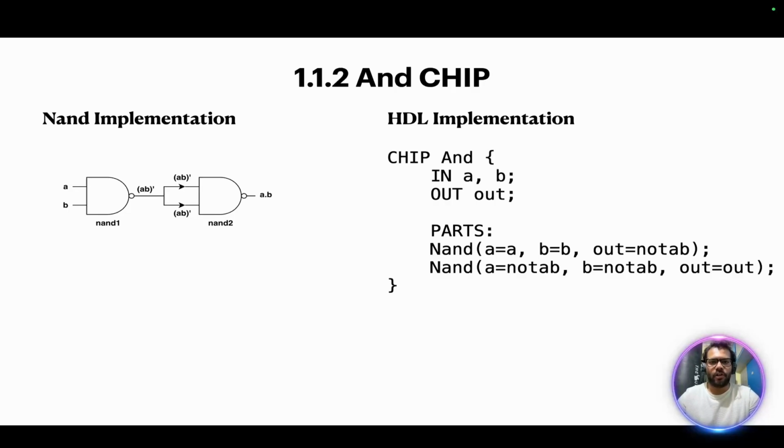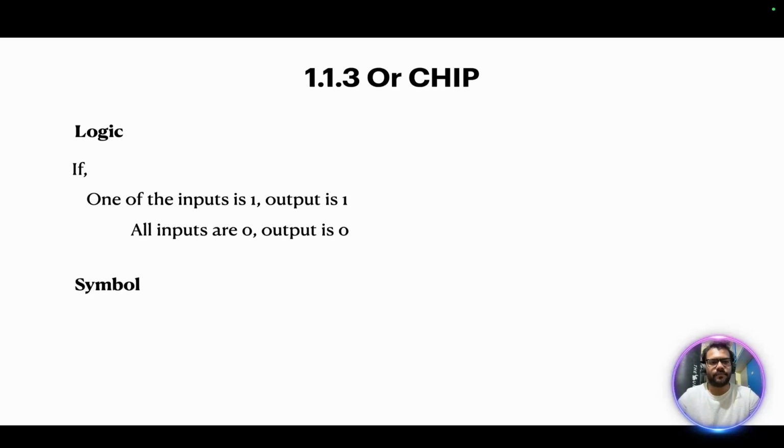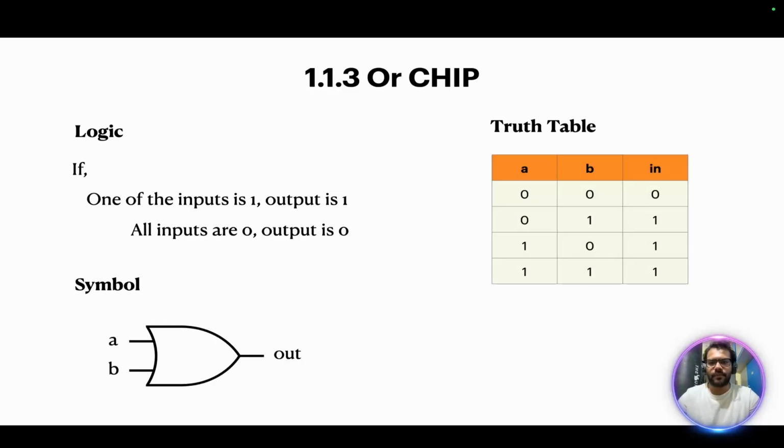Let's move on to the OR chip. Logic: if one of the inputs is 1, the output is 1. Otherwise, if both the inputs are 0, then the output is 0. Let's look at the symbol. We have this symbol here and the truth table. When you have both the inputs as 0, it is 0. Otherwise, even if one of the inputs is 1, it will return 1. Notation is A plus B.